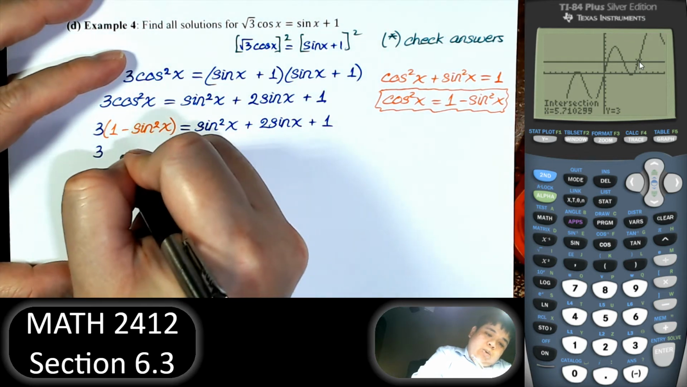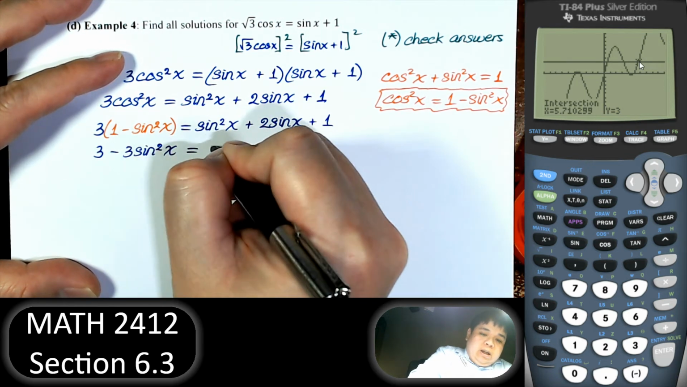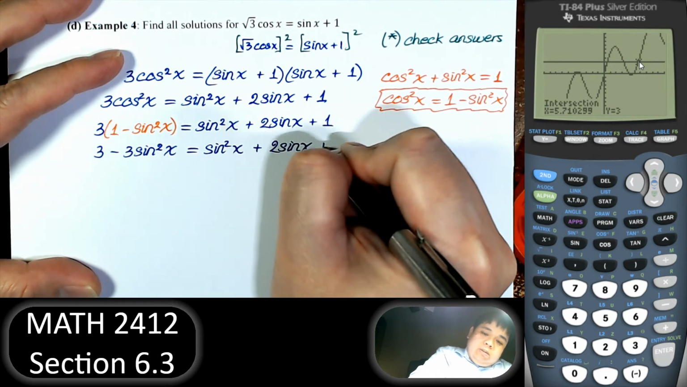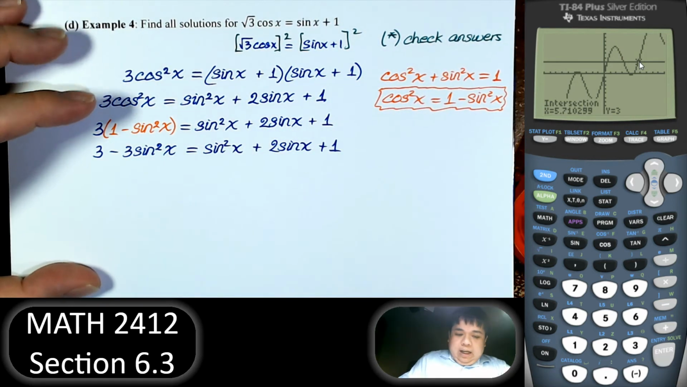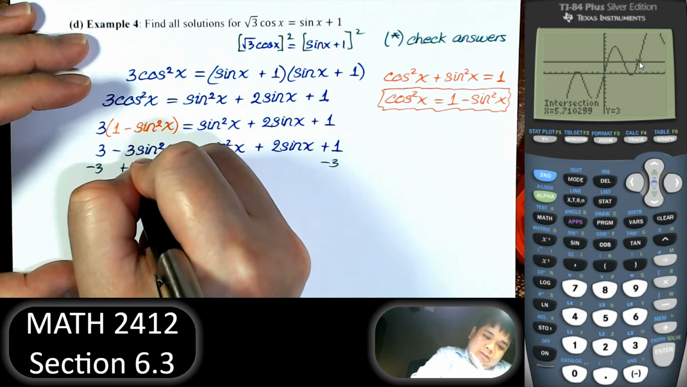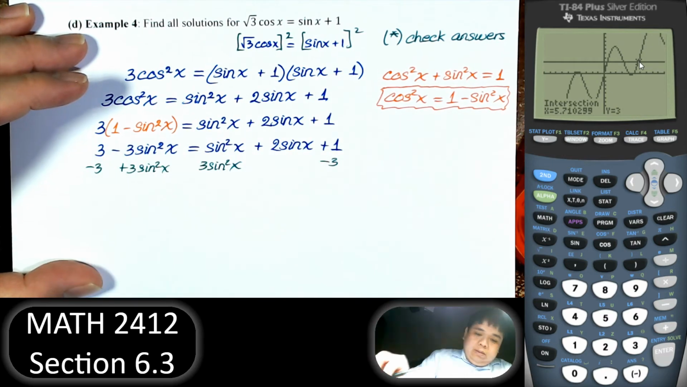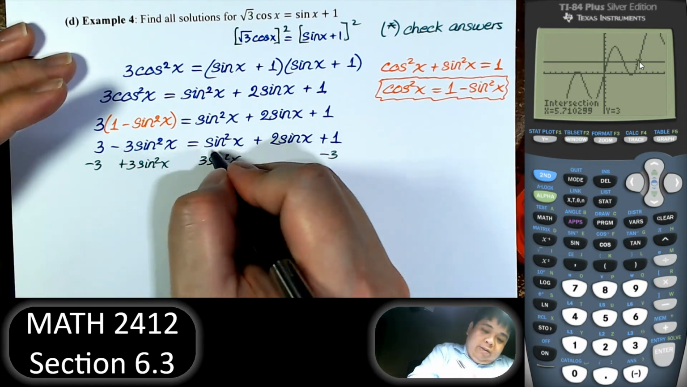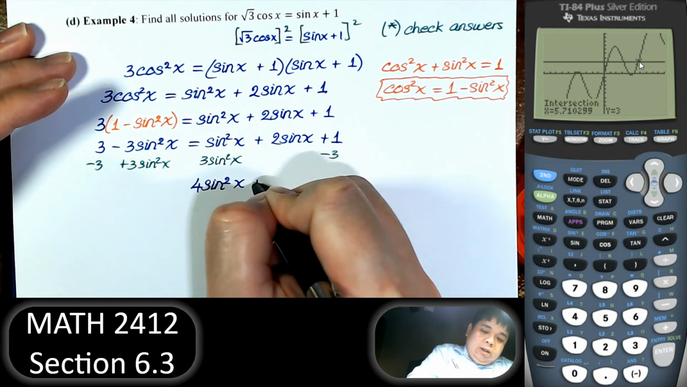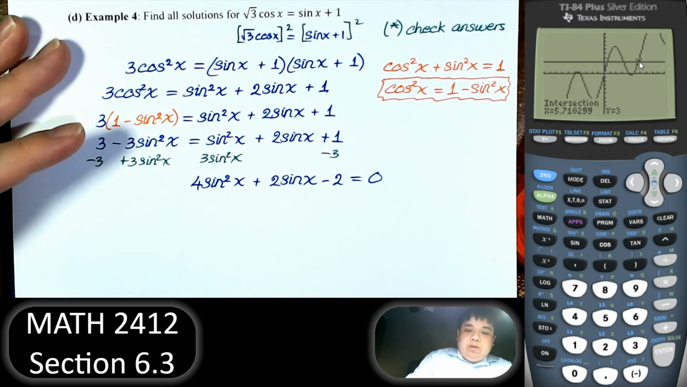Multiply it out. 3 minus 3 sine square equal to sine square plus 2 sine plus 1. Yes, move everything to this side. So we have on this side 0, 4 sine square plus 2 sine minus 2 equal to 0.